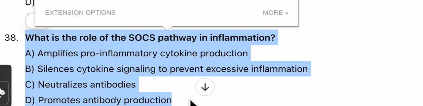What is the role of the SOCS pathway in inflammation? A. Amplifies pro-inflammatory cytokine production, B. Silences cytokine signaling to prevent excessive inflammation, C. Neutralizes antibodies, D. Promotes antibody production.